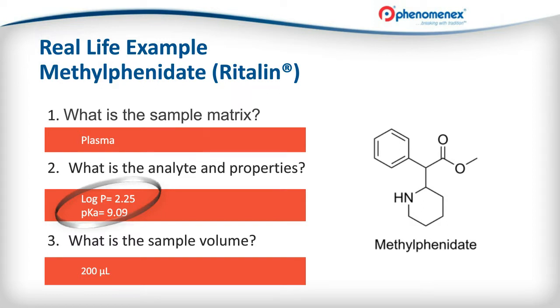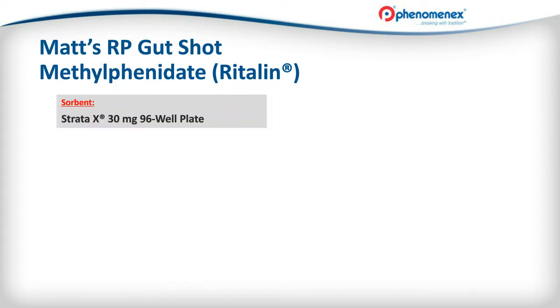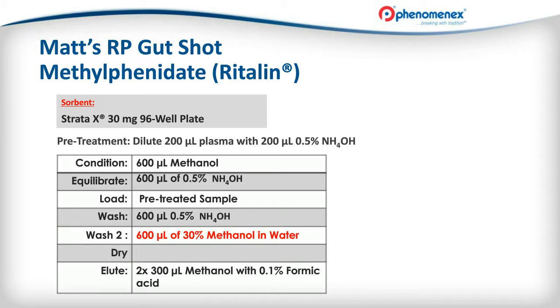So I kind of just had a gut shot. I was like, all right, well, let's do this. And I did this just for this presentation actually, but that's kind of embarrassing, right? So I said, well, let's do this via reverse phase. Let's see what happens. I'm just going to guesstimate that based on the log P value being 2, we can probably wash with about 30% methanol and not lose any of our analyte of interest. So I did that, and then I eluted off with 0.1% formic acid and methanol.